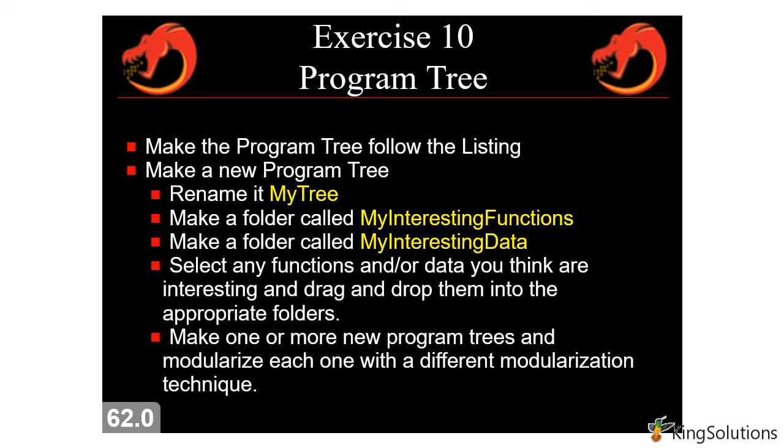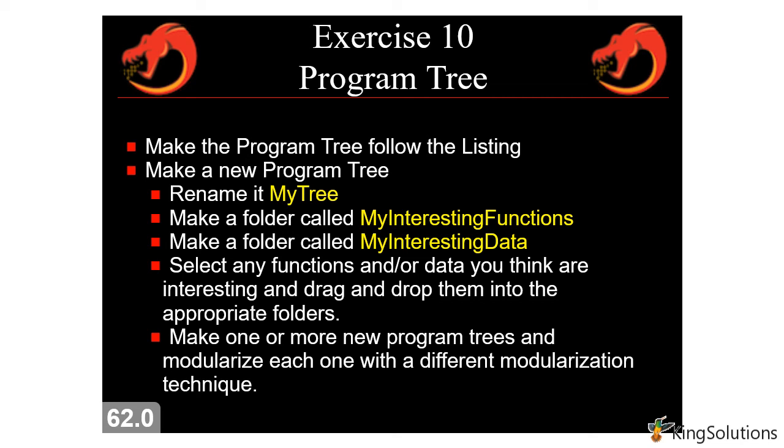Make the program tree follow the listing. Make a new program tree, then rename it My Tree. Make a folder called My Interesting Functions. Make a folder called My Interesting Data. Select any functions or data you think are interesting, and drag and drop them into the appropriate folders.